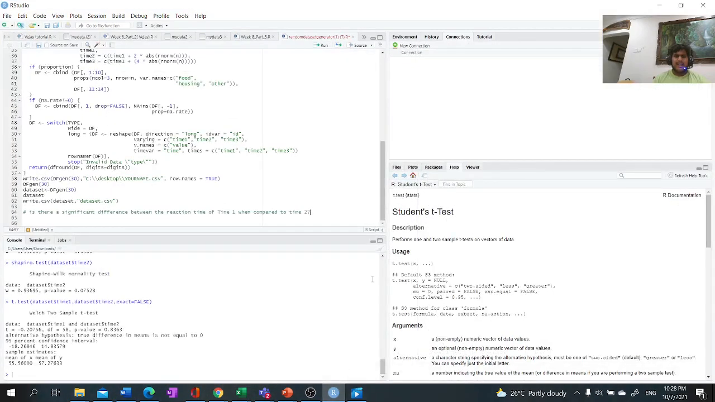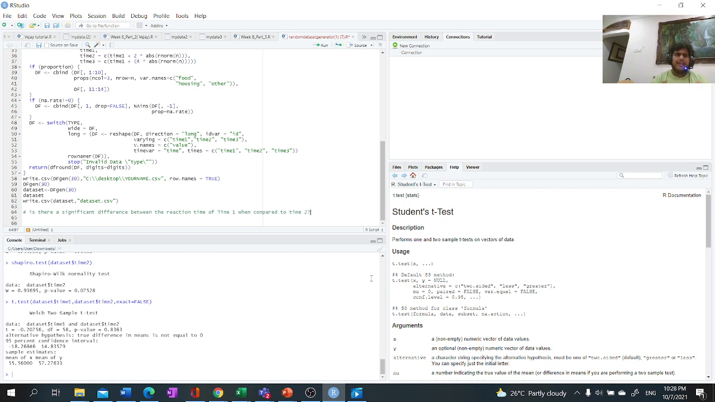So basically, now I'm going to explain to you what a t-test is. A t-test is a type of inferential statistics that is used to determine if there is a significant difference between the means of two groups.